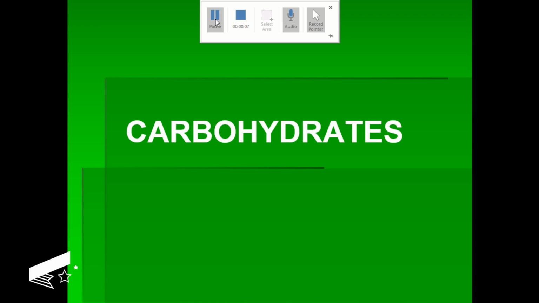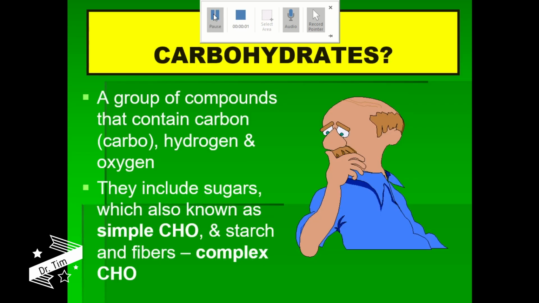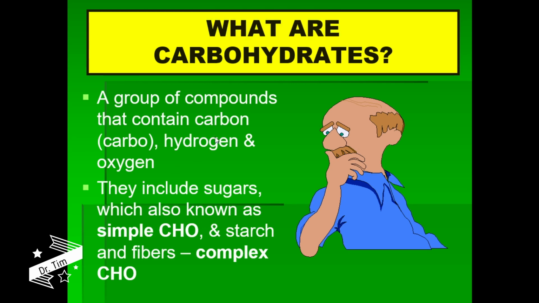So today we continue with chapter 3, carbohydrates. What are carbohydrates? Carbohydrate can be referred to a group of compounds that contain three main components: carbon, hydrogen and oxygen. That's why we always use the abbreviation CHO to represent carbohydrates. They include both simple sugar, which is simple carbohydrate, and also complex carbohydrate, such as starch and fibers.